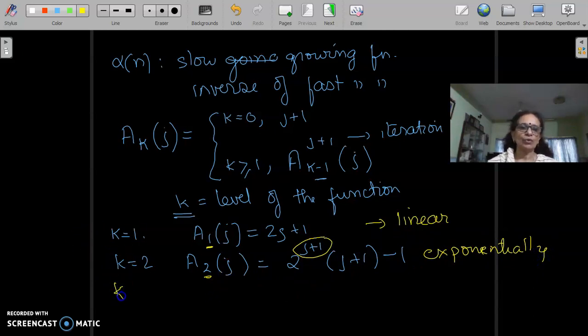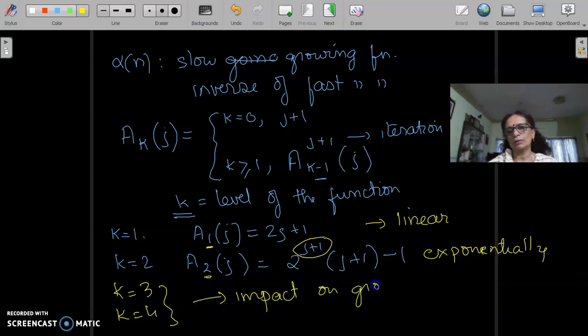So the question is now, what would k equal to 3 and k equal to 4, that is these levels, what is the impact that they'll have on the growth with j? As you can imagine, if with a change of 1 it goes from linear to exponential, it is likely to grow at a much faster rate with k equal to 3 and 4. So that's exactly what we are going to see.